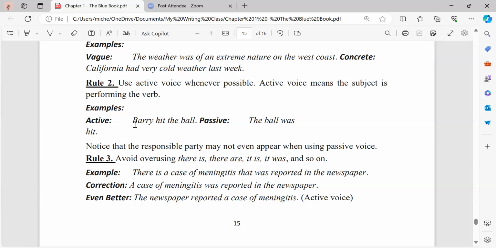So in active voice, usually the subject, the one that performs the verb, here Barry, is at the front. This is the verb, hit, and the ball is just an object. While in passive, usually the object would be at the front. So this one we have the ball, and then the verb is hit. You can actually say the ball was hit by Barry, but usually people would discard the subject, so just saying the ball was hit.